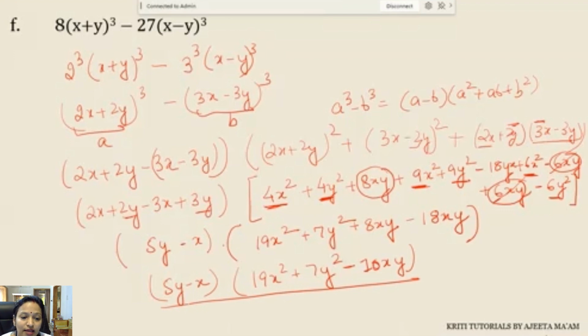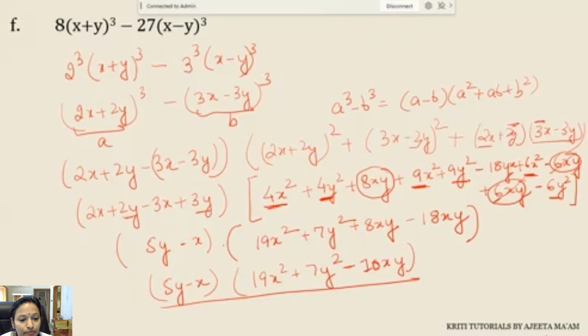That is 8(x plus y) whole cube minus 27(x minus y) whole cube. So 8 can be written as 2 cube and 27 can be written as 3 cube. So you get (2x plus 2y) whole cube minus (3x minus 3y) whole cube. Now, if we use the identity of a cube minus b cube, we get (a minus b)(a square plus ab plus b square). So, (2x plus 2y) minus, in bracket, (3x minus 3y), and a square plus b square plus ab. That is your next factor.